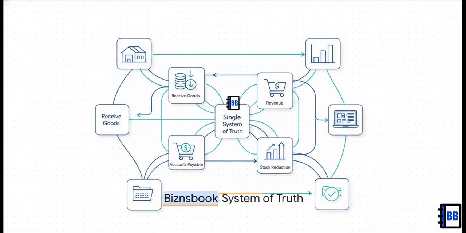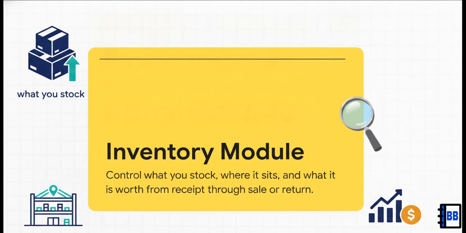When you receive goods in here, boom, it updates your stock and your accounts payable. When you sell, it reduces that stock and instantly records revenue. It's all beautifully, seamlessly connected. By definition, the inventory module is your single place to control what you stock, where it sits, and what it's worth, all the way from supplier receipt through sale or return. Definitely keep this in mind. Every single menu item we're going to look at today serves one of these three core functions: tracking the actual item, tracking its physical location, or tracking its financial value.